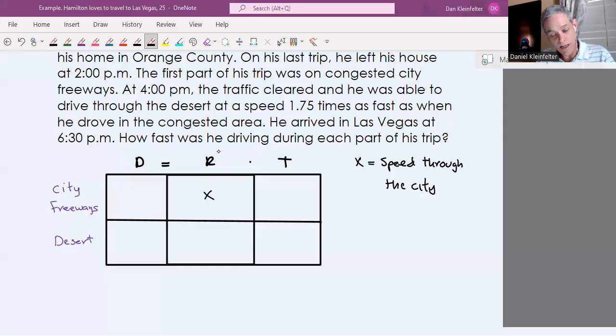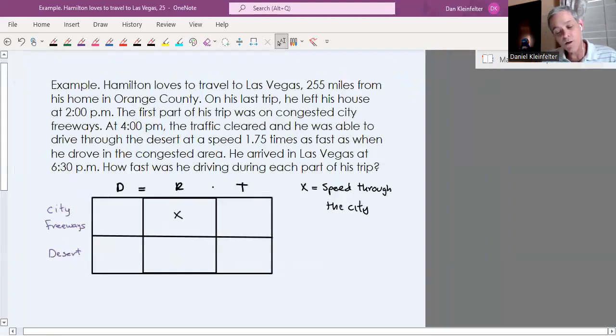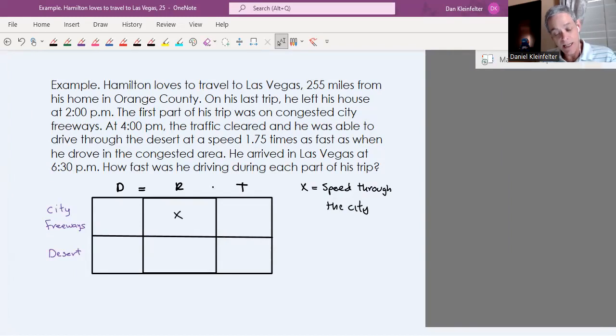All right, so the story here is we have this guy, Hamilton, who goes to Las Vegas, which is 255 miles from his house in Orange County. One day, his last time he went, he left the house at 2 o'clock, and the first part of the trip was through congested city freeways. At 4 o'clock, the traffic cleared, and he was able to go the rest of the way through the desert 1.75 times as fast as he was going through the city. So he arrived at Las Vegas at 6:30 p.m. We want to know the speeds at which he was traveling during each part of the trip.